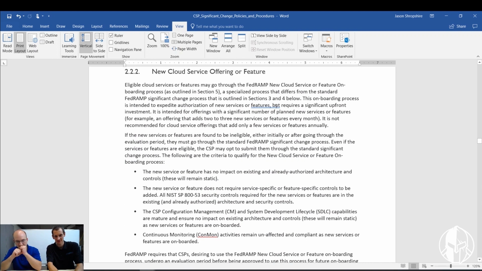So I think the thing that intrigued us the most when going through this was this new cloud service offering or feature. This seems to be kind of a split, and it seems to be FedRAMP's acknowledgement that they see almost two different levels of players, and that some have different needs.